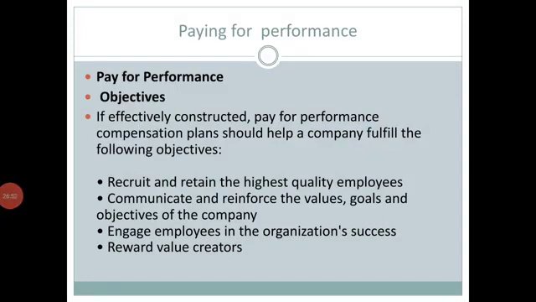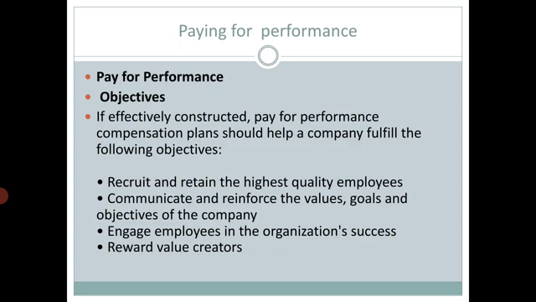So when we consider pay for performance, what are the objectives of it? To recruit and retain the highest quality of employees. The skilled or quality employees will be attracted towards your company if you pay for everything they do that is innovative, which they do differently than others.